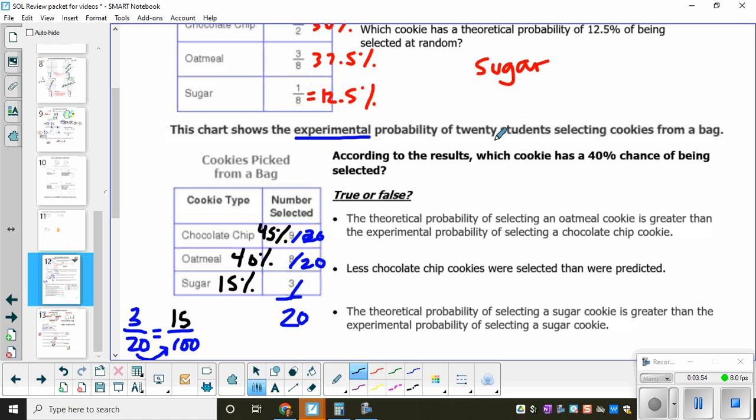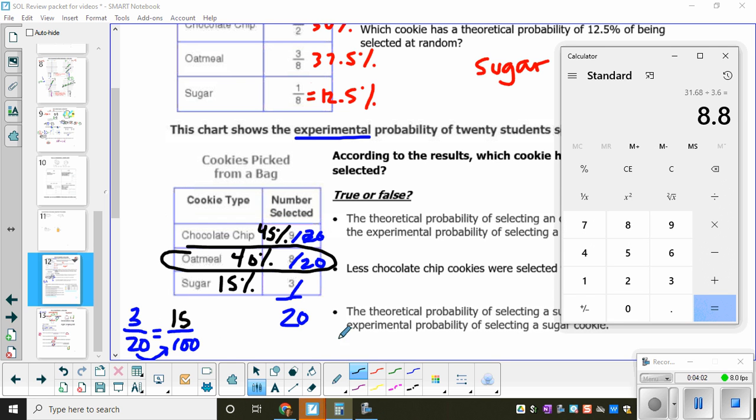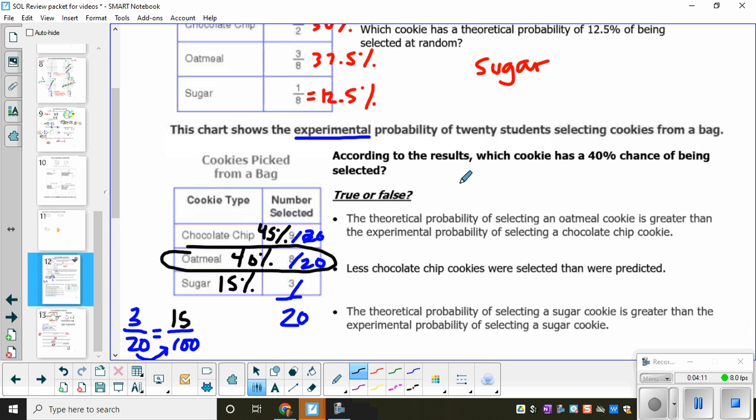So it asks which cookie has a 40% chance of being selected, and that was the oatmeal cookie with 8 out of 20. If you didn't like my proportional math down here, you could just do 8 divided by 20, which is 0.4. And again, you guys can see that that'd be 40%. So we got oatmeal for this one.